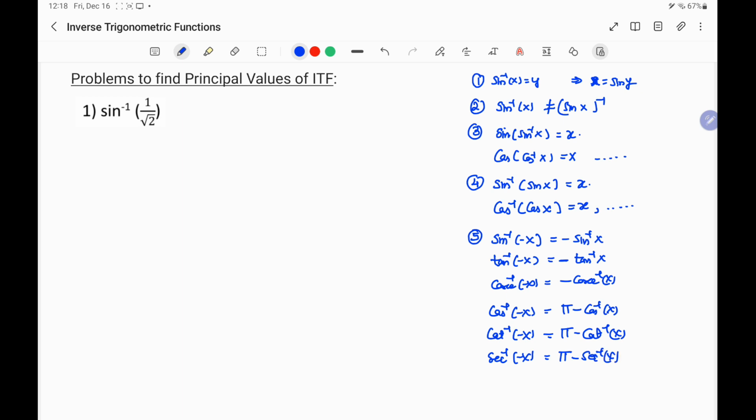So using these properties, we will solve the problems to find the principal values of inverse trigonometrical functions. The first question is sine inverse of 1 by root 2. We know that the principal value branch of sine inverse is minus pi by 2 to pi by 2. So we have to find the value in the range from minus pi by 2 to pi by 2. The value 1 by root 2 is for sine pi by 4. So we can write it as sine inverse of sine pi by 4, and it will be equal to pi by 4. And this value lies in the principal value branch, so the answer is pi by 4.